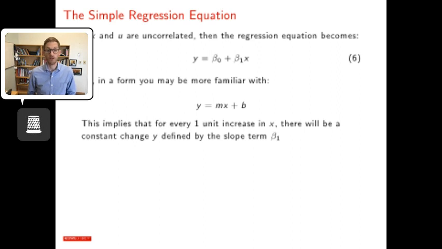Or in a form you may be more familiar with when you think back to algebra class, Y equals MX plus B. And that is the formula for a line, right? So this implies that for every unit increase in X, there will be a constant change in Y defined by the slope term beta 1. So for a unit increase in X, I get a beta 1 change in Y.